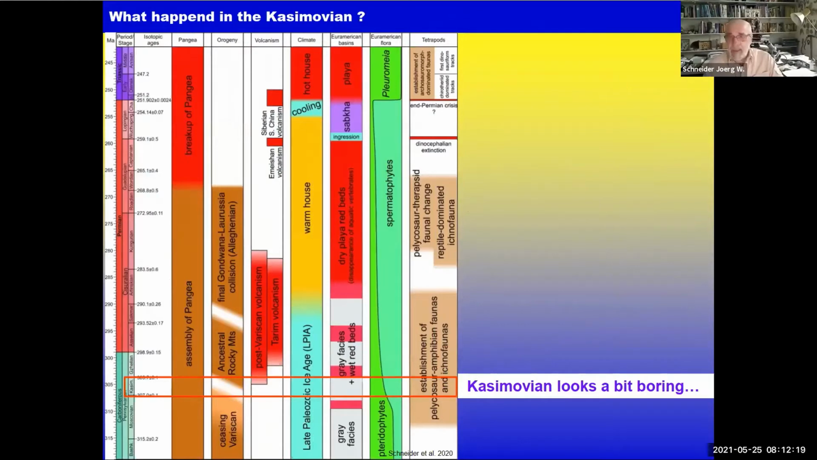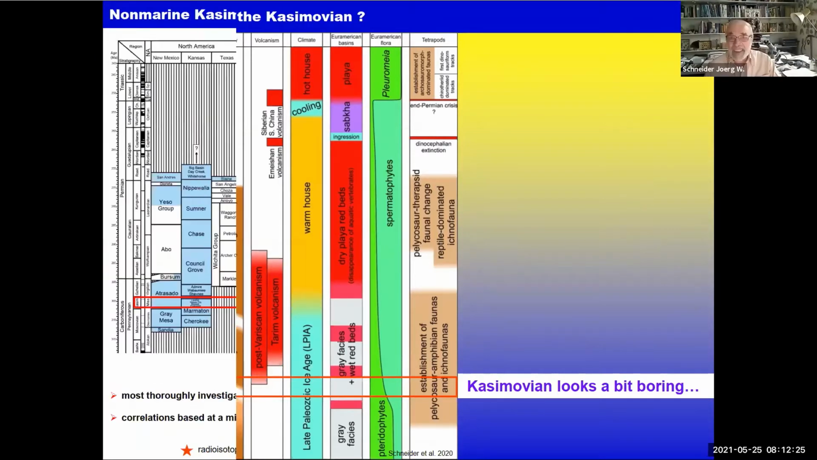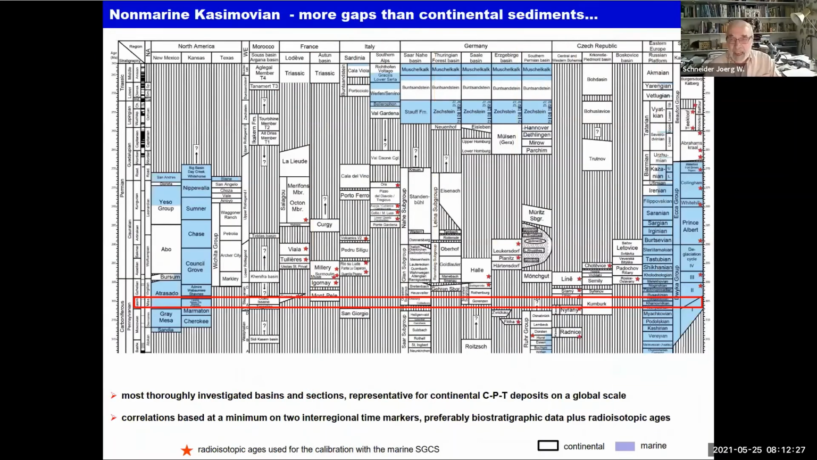In a global view, the Kasimovian looks a bit boring. Next. And even if we look at the basins, especially in Europe, but partially in North America too, we have more gaps than continental sediments. You see this red frame. Next.